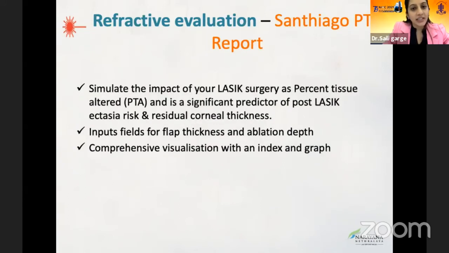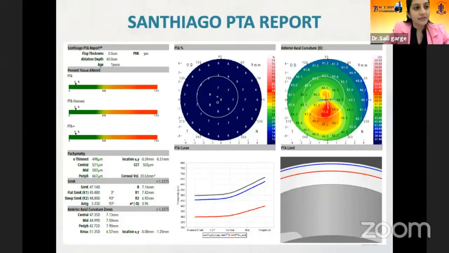The Santiago PTA report simulates the impact of refractive surgery as percent tissue altered and is a significant predictor of post-LASIK ectasia risk and residual corneal thickness. Input fields for flap thickness and ablation depth. Comprehensive visualization with an index and graph.